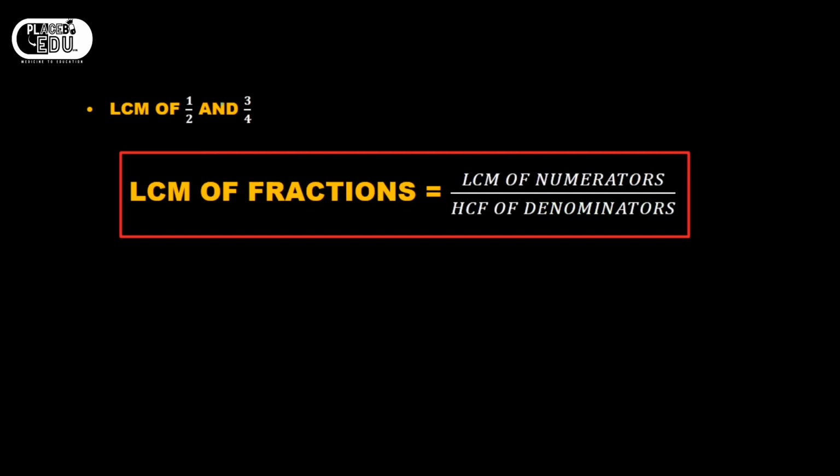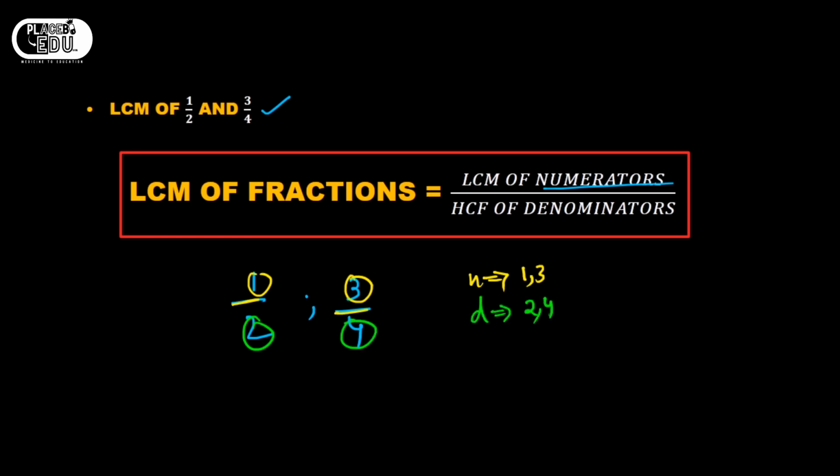The first problem is LCM of 1 by 2 and 3 by 4. LCM of fractions is LCM of numerators. So what are the numerators here? Numerators are 1 and 3, since they are above the dash. Okay, what are the denominators? Denominators are 2 and 4, since they are below the dash. So 2 comma 4.